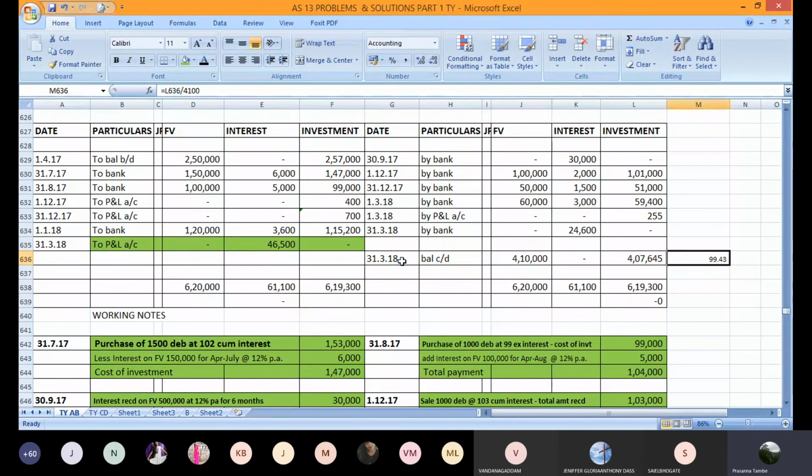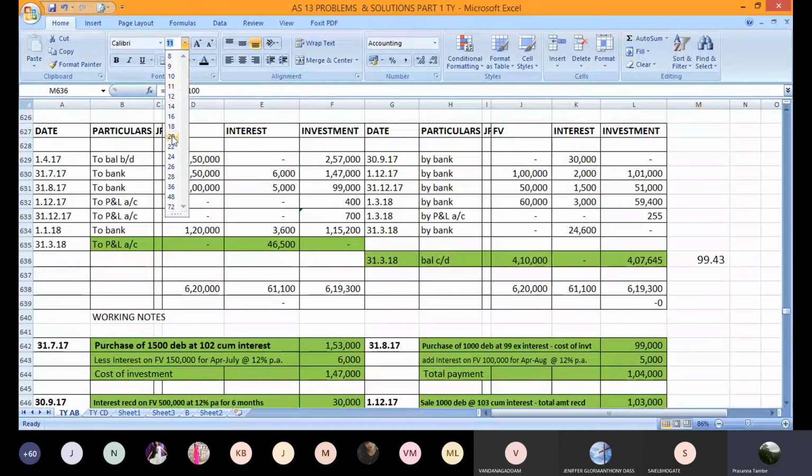सबने ये लिख लिया तो मैं आगे का बताता हूँ. All of you have taken the closing balances? Yes, sir. Okay. यहाँ पे आप देखो आपका वेटेड एवरेज कॉस्ट आप निकालोगे क्लोजिंग बैलेंस पे तो आता है 99.43. कैसे मिला? 4,07,645 डिवाइडेड बाय 4,100 डिबेंचर्स, सो 99.43.